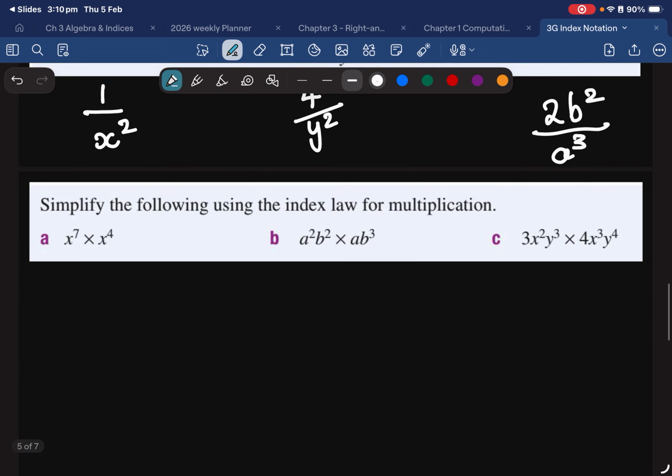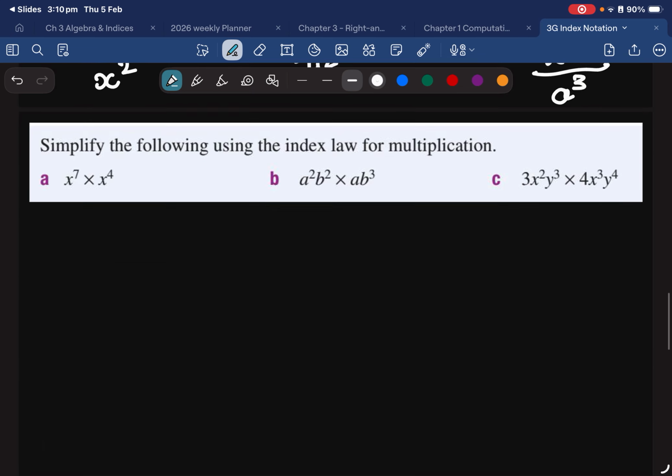All right, now we're going to do this multiplication one. So we've got x to the 7 and x to the 4. In multiplication, we add the powers. So 7 plus 4 makes it x to the power of 11. Go across to a. I've got 2 a's and 1 more. That makes it a to the power of 3.